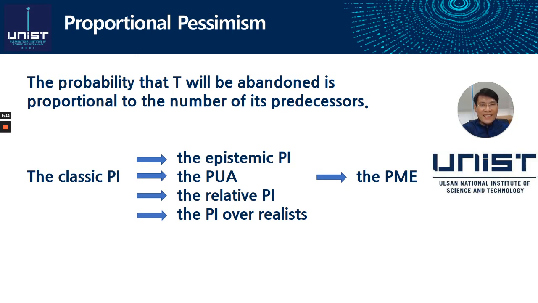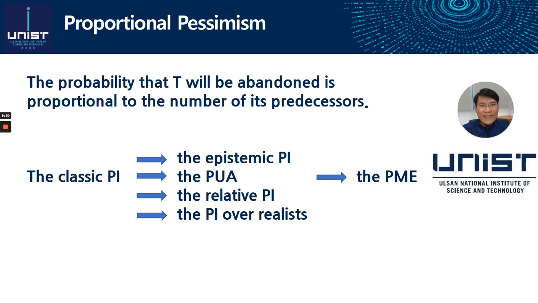Proportional pessimism is the idea that the probability that a theory will be overturned is proportional to the number of its predecessors. Proportional pessimism is built into any pessimistic induction.